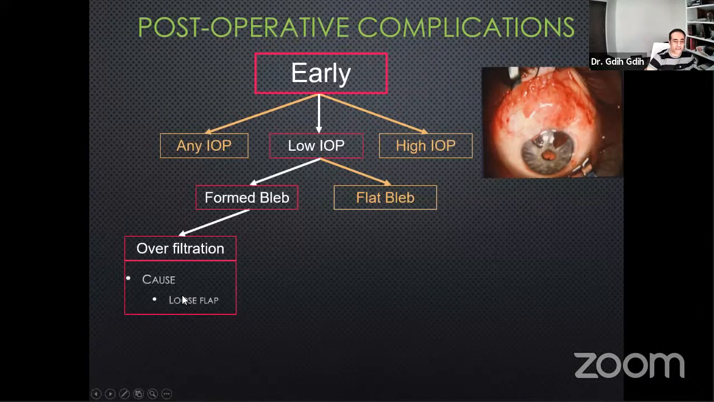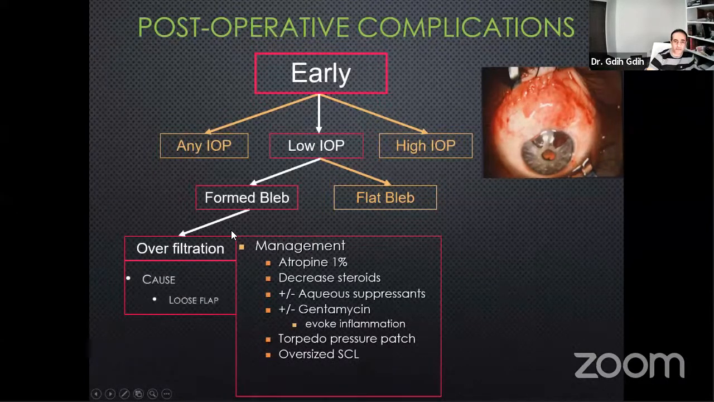What to do for overfiltration? Usually a loose flap. You can add a suture to the flap, even across the conjunctiva. You can put a suture to tighten the flap. Management for overfiltering bleb: put them on cycloplegics, decrease the steroid, with or without aqueous suppressants, because you want to have less aqueous going through. You can add gentamicin. Gentamicin will evoke inflammation, so that will increase fibroblast activity, and then maybe scar down the surgery a bit.